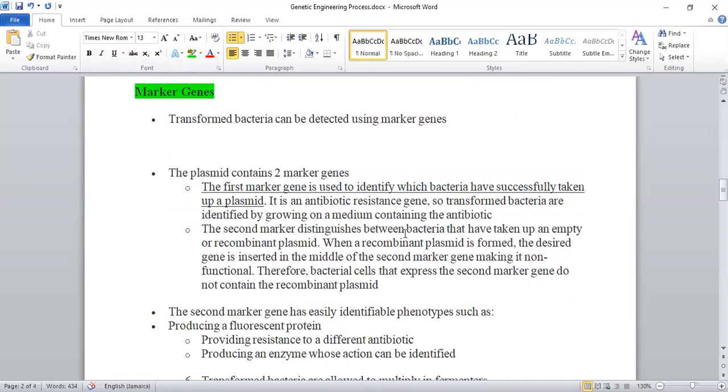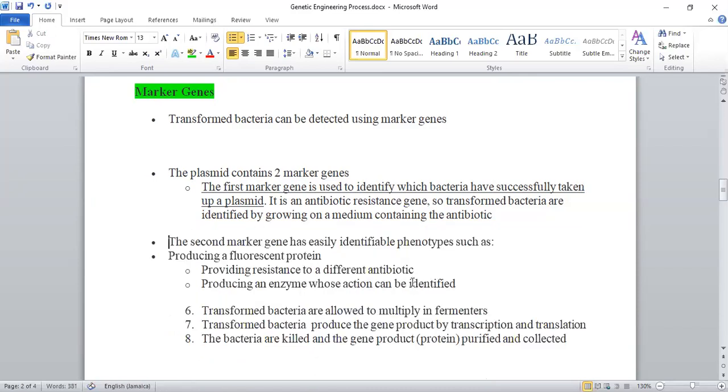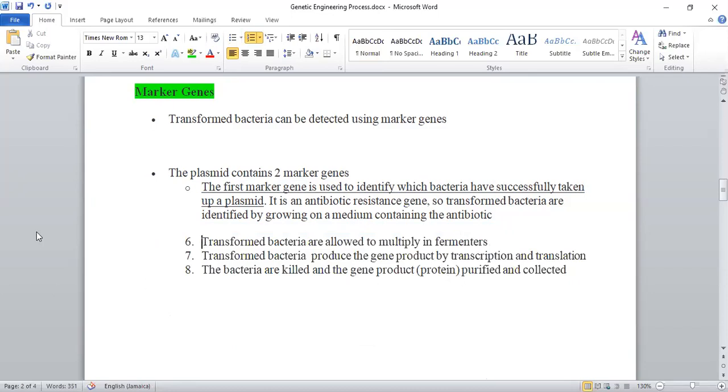The second marker that you can use to distinguish between bacteria that have taken up the plasmid or are empty is this: when a recombinant plasmid is formed, you put your desired gene in the middle of the second marker gene, making it non-functional. Therefore, the bacterial cells that express the second marker gene do not contain a recombinant plasmid. All right, I'm going to actually delete this because I don't want to complicate your life. So just learn about the antibiotic resistance, all right? That's the common one that's used, antibiotic resistance.